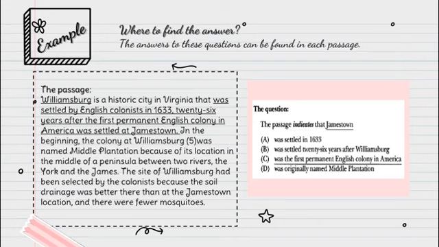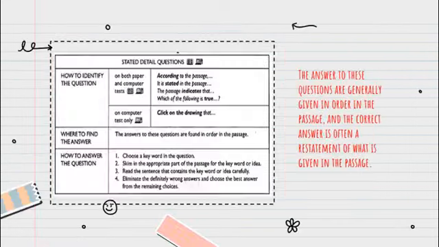Explanation. The passage states that Williamsburg was settled by English colonists in 1633, 26 years after the first permanent English colony in America was settled at Jamestown. This indicates that Jamestown was the first permanent English colony in America. In this skill, the detail questions ask the reader to recall specific information such as anecdotes, cited evidence, data, or descriptions used to support the main idea of the passage.